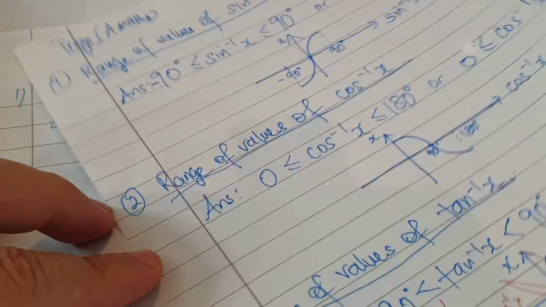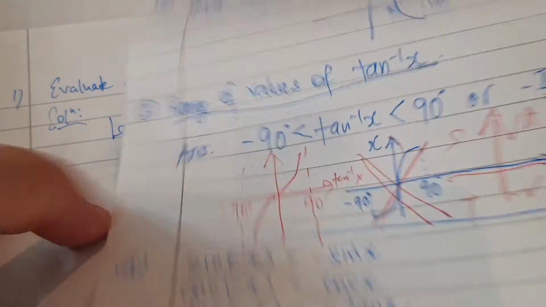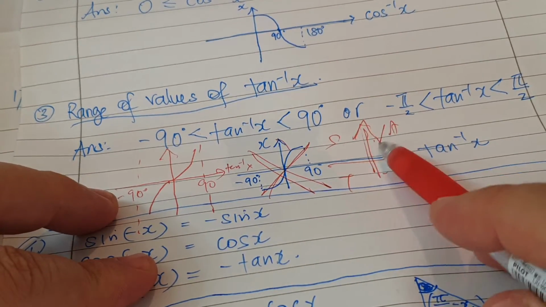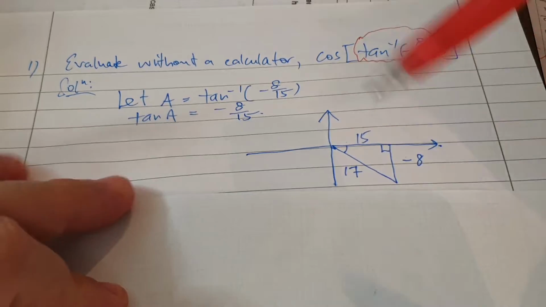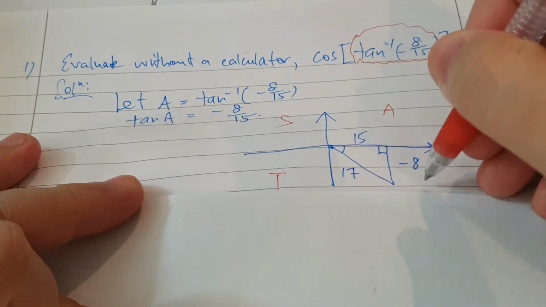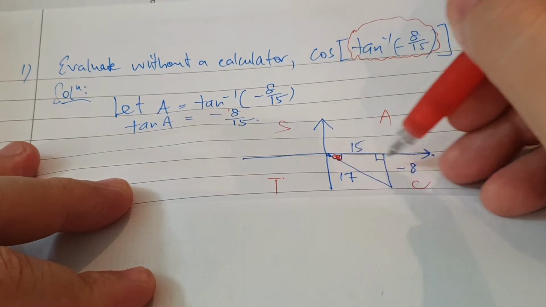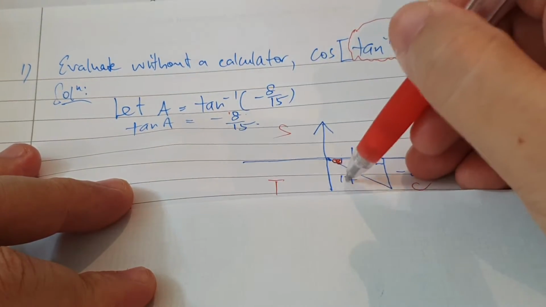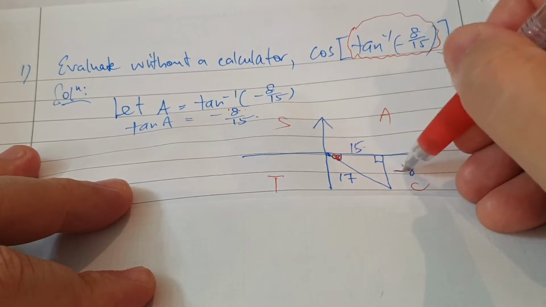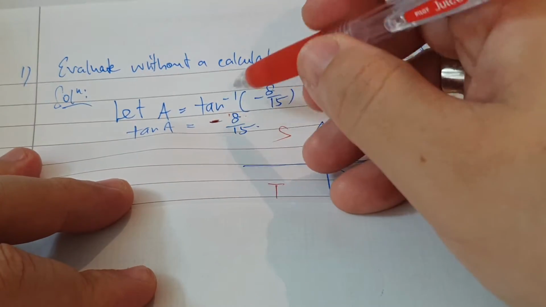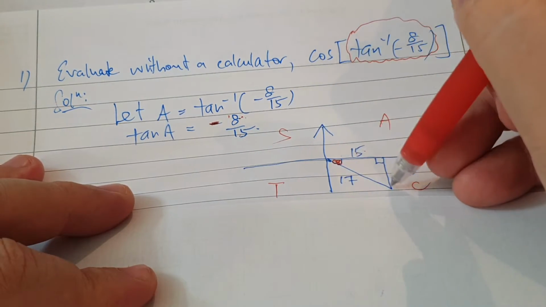And because this is a negative, it has to be in the fourth quadrant, because in the first quadrant they are all positive. That is why I draw this in the fourth quadrant. And you see opposite over adjacent. This is the angle we're talking about, right? Opposite over adjacent, 8 over 15, right? How do I know that the minus belongs to this fella? As I told you in the previous lessons, this minus can belong to this 8 or can belong to this 15, depending on the diagram you have.